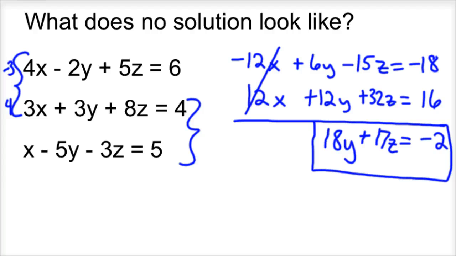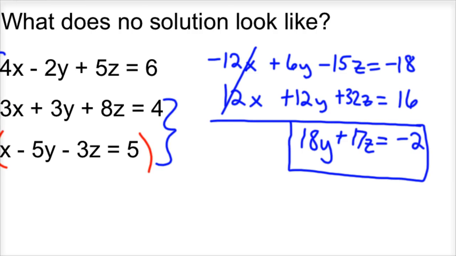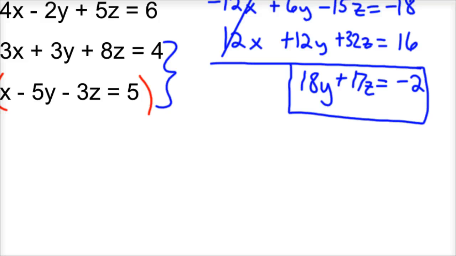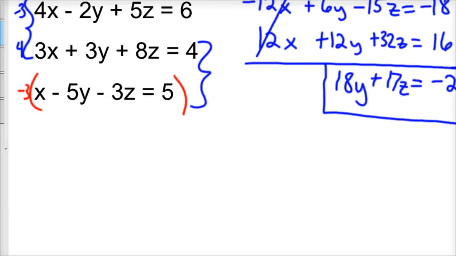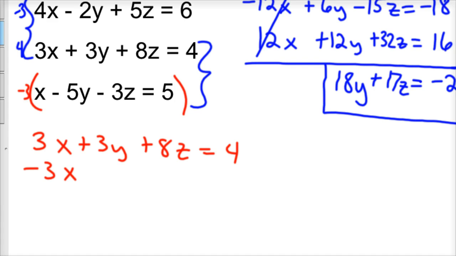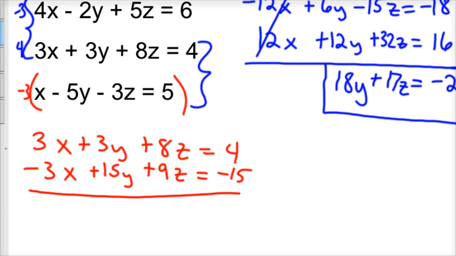So now let's look at the bottom two and also eliminate our x's and see what happens. In this case, we're going to multiply this bottom by -3 to match up our x's. I'm going to leave the top alone, so 3x plus 3y plus 8z equals 4. The bottom I'm multiplying by -3, so -3x plus 15y plus 9z equals -15.